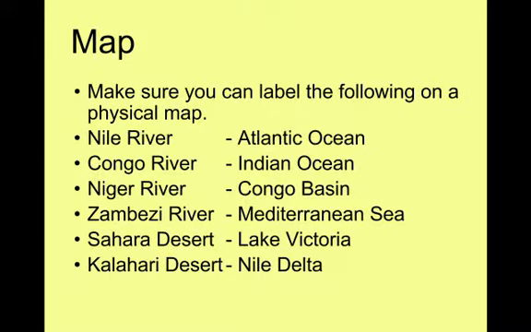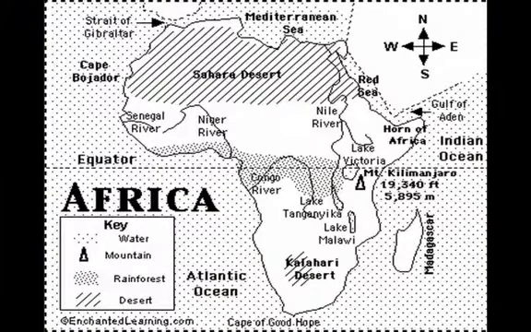And the last thing on the test is a map. You want to make sure that you can label these 12 items, and here's a map that you can take a look at. I'm going to give you a practice map in class, but you want to make sure that you have an idea of Africa, the major physical features of Africa.